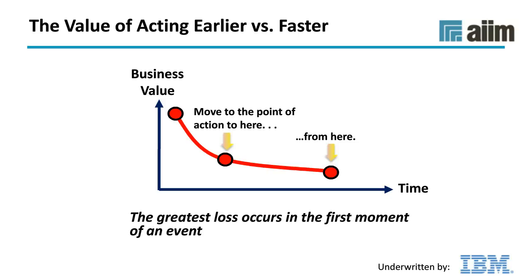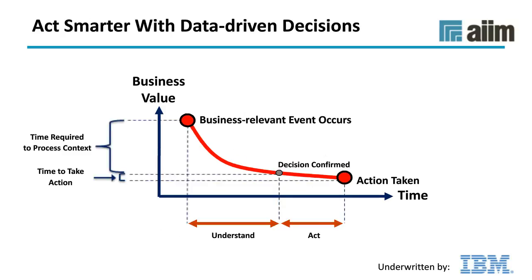So if we look at that in a little more detail, we can break it out into two things, or four things from the standpoint of when we're talking about time. There's the time from when the event happens up until the point that we understand what to do. Then there is the time to actually implement the response.